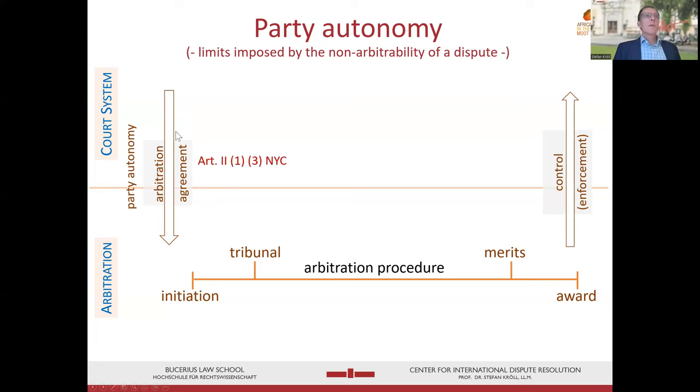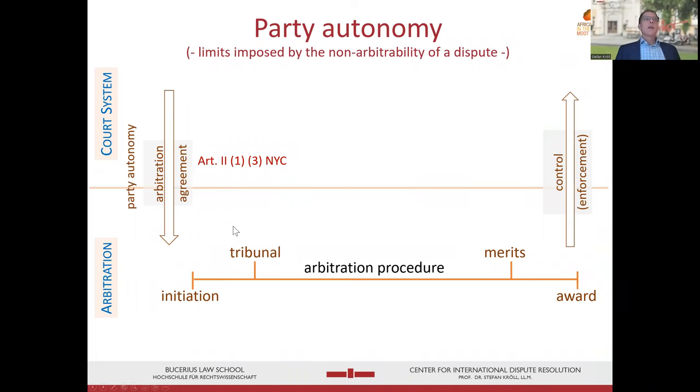And as I said, you will find that in the backbone of international arbitration, the New York Convention. And we'll look at that in a moment because I would like to discuss also the limits to party autonomy with you. So here you move out of the system, but it requires a valid arbitration agreement. Then you have everything in the arbitration system, the initiation of the proceedings, the tribunal, the arbitral procedure, decision on merits and the final award, just in the end for the enforcement to move back into the court system because arbitrators lack any enforcement powers.